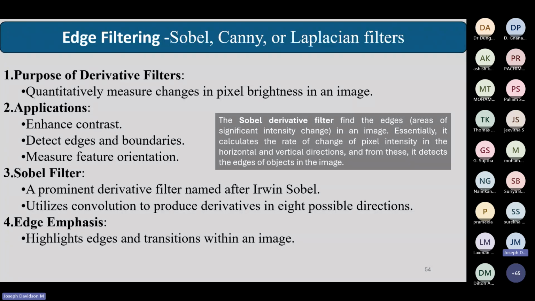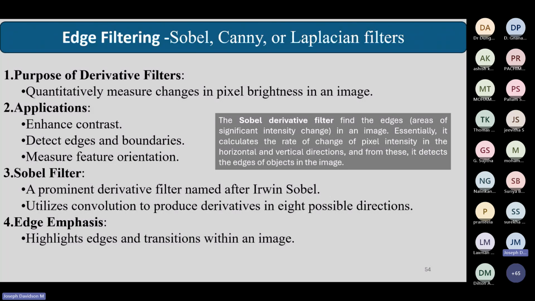So these Sobel, Canny, and Laplacian are also called derivative filters. They quantitatively measure the changes in pixel brightness in an image, and they are used to enhance the contrast. They are used to detect the edges and the boundaries, and also to measure feature orientation, for example, how a grain is oriented. Maybe you can use this algorithm to find that out.